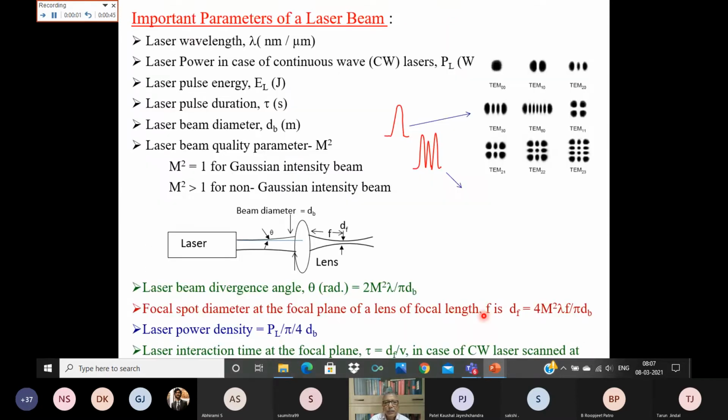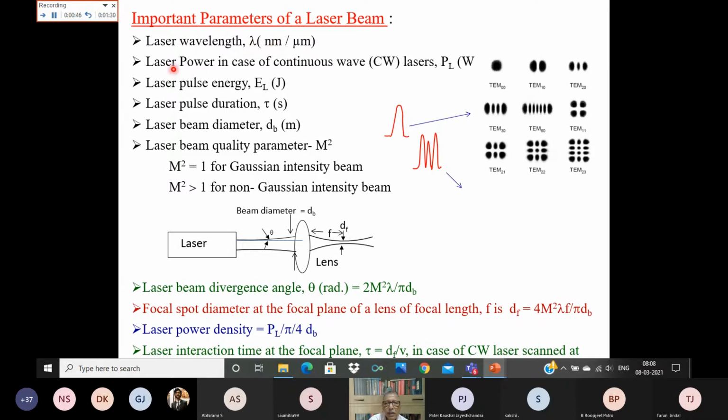The important parameter of a laser beam, as you know, is the laser wavelength, lambda. It could be expressed in nanometers or microns. CO2 laser is available at around 10.6 micron wavelength, which is relatively long compared to Nd:YAG laser, which is available at 1.06, so 10 times less wavelength. And the visible laser or excimer laser have around 200 to 300 nanometers, which is in the ultraviolet regime.